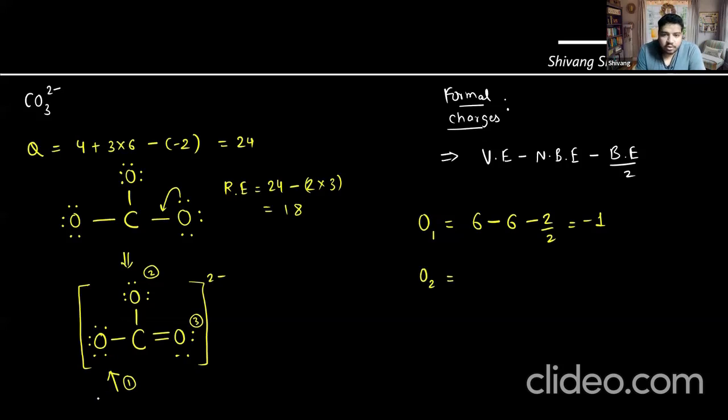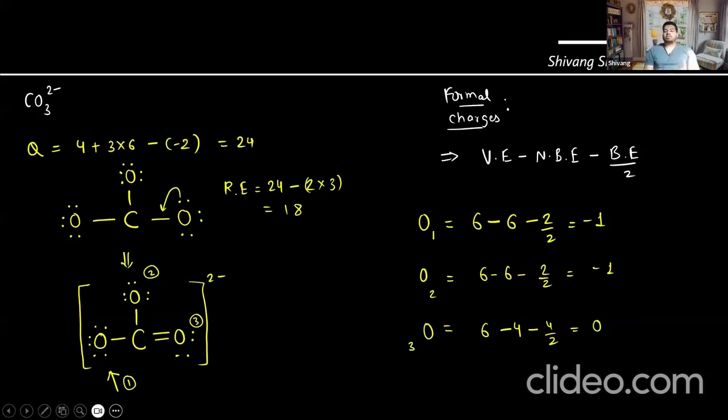Similarly, O2, the second oxygen, is again going to be 6 minus 6 minus 2 over 2 because it is the same setup. 6 is the number of valence electrons of oxygen, 6 is the non-bonding electrons in the structure, and the bonding electrons are 2. The third oxygen is going to have 6 valence electrons, and then 4 non-bonding, and 4 bonding as well. So that will give you 0. And that is how we can calculate those charges. Okay. We can do the same for carbon.